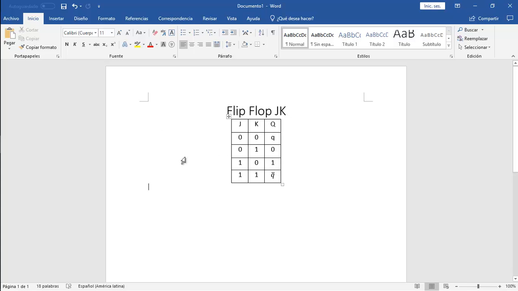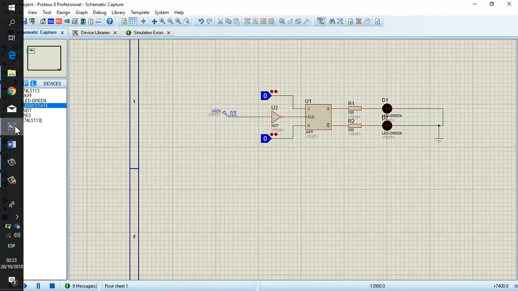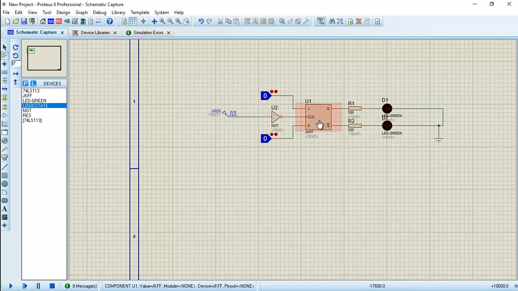So to prove this, I have built a circuit in this program. This is our JK flip-flop, and in the J and the K, I'm using Boolean parameters that I can enable or disable depending on what I want.